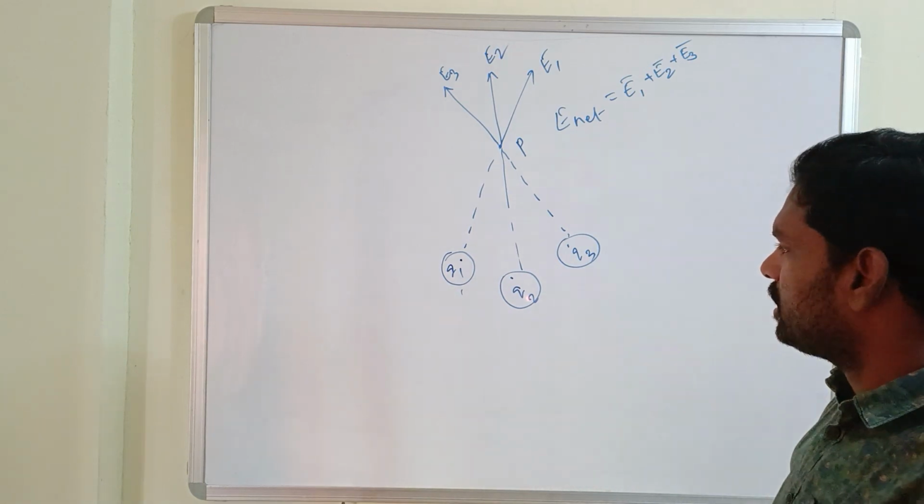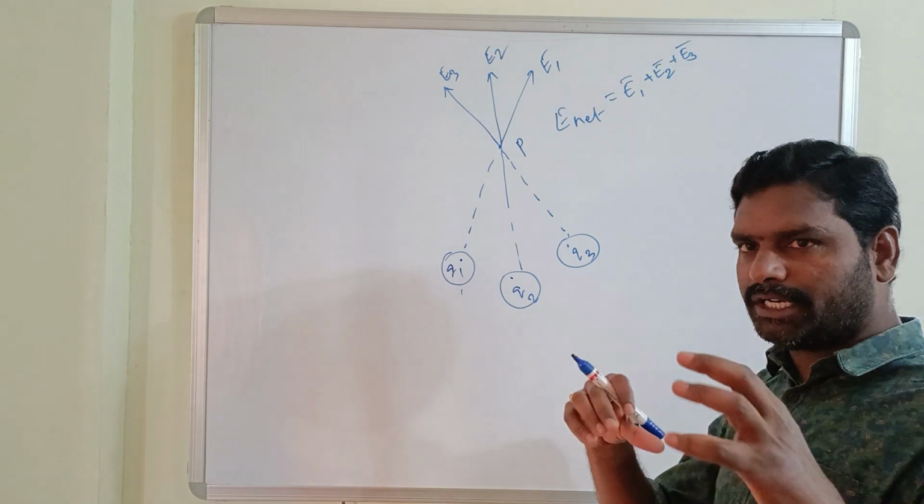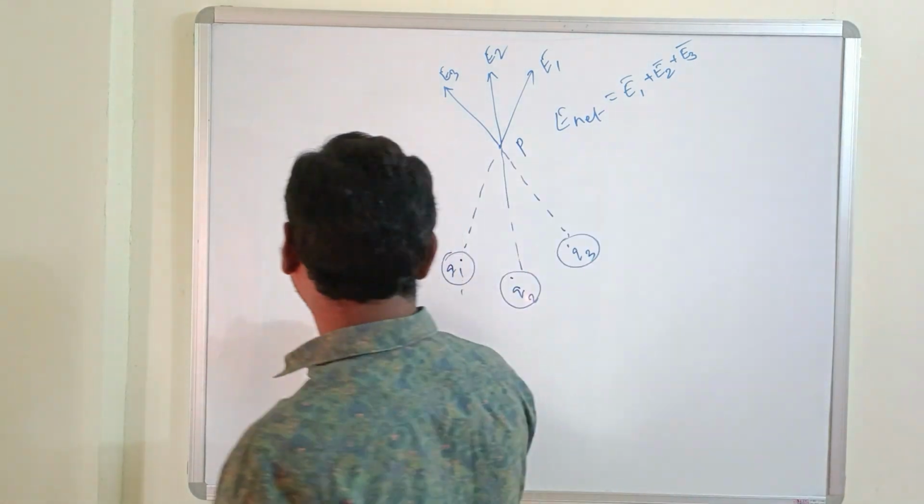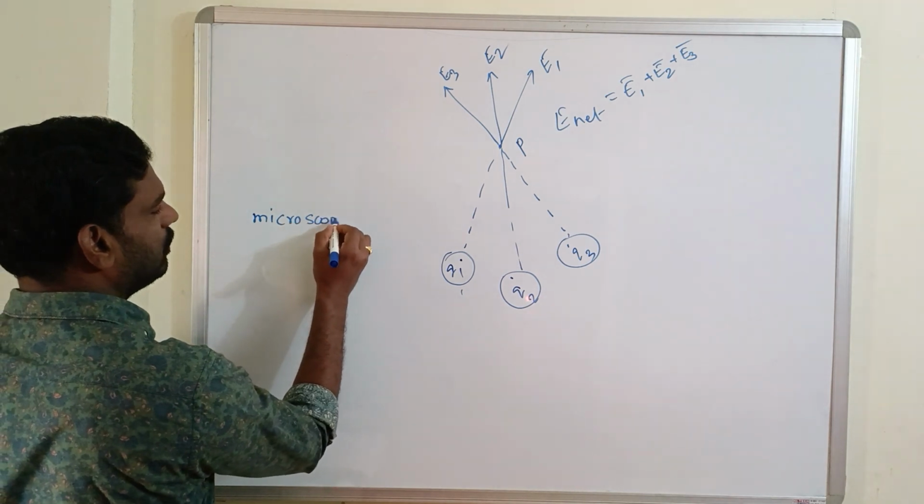So this is all because of discrete charges, when the charge is available as discrete, separate particles. But we know that charges are at the microscopic level.